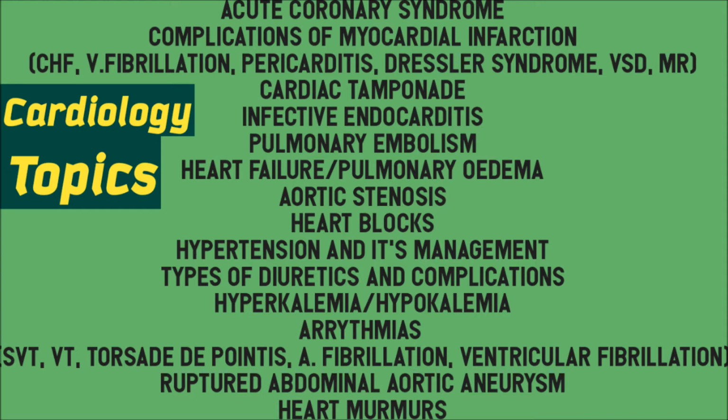Now what are the findings on ECG? There is persistent ST elevation and left ventricular failure. On chest X-ray, there is an enlarged heart with a bulge at the left heart border, and on echocardiogram, paradoxical movement of the ventricular wall will be seen.